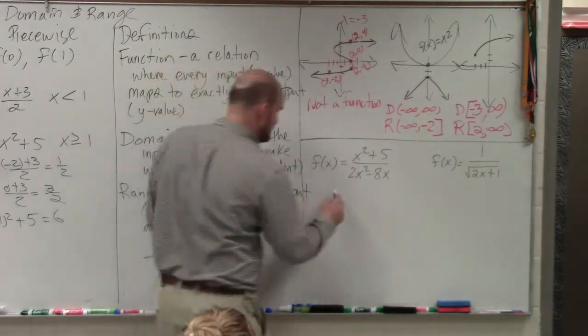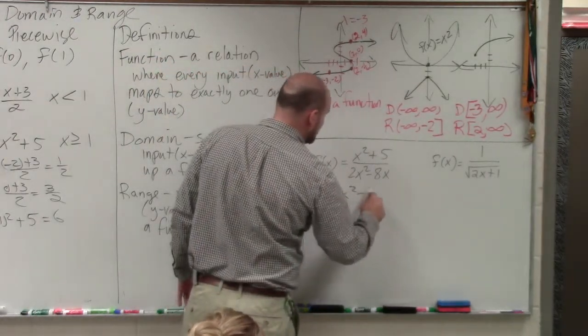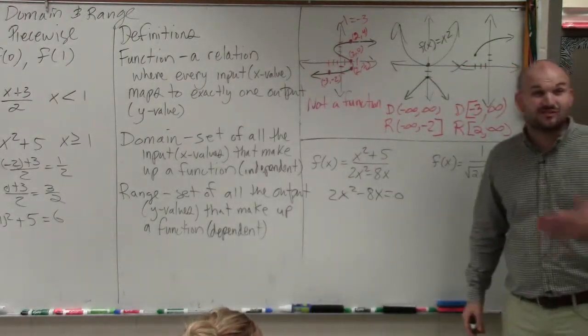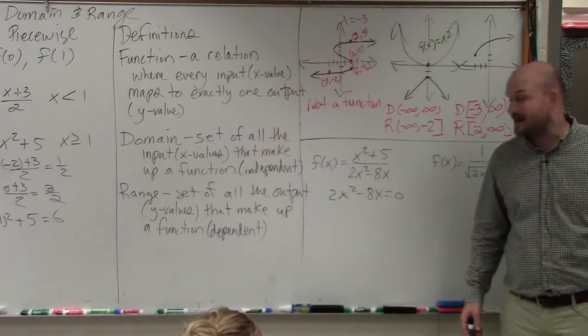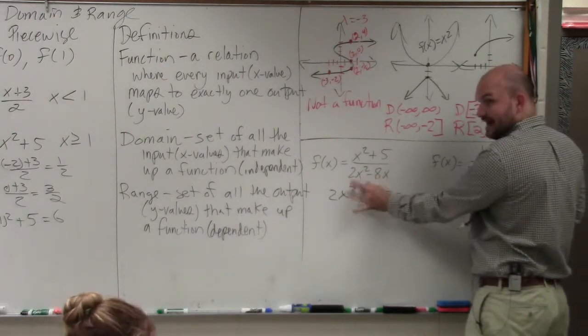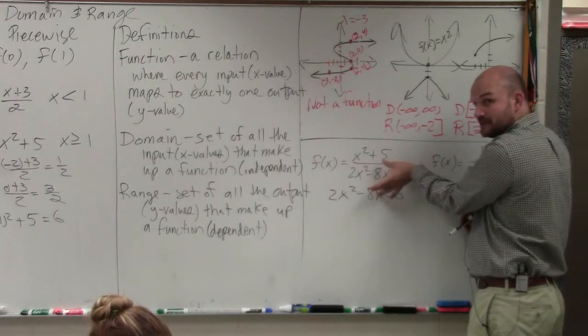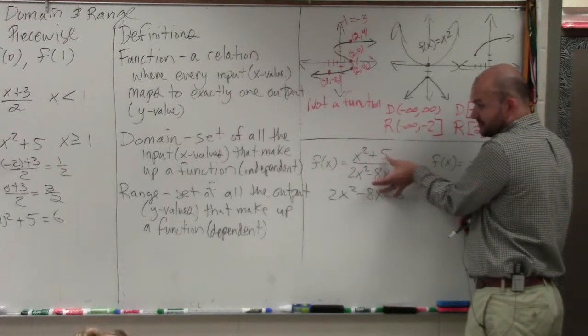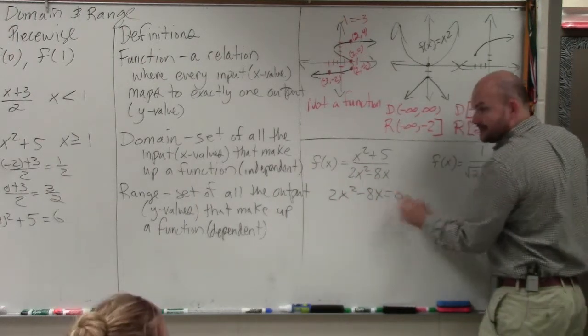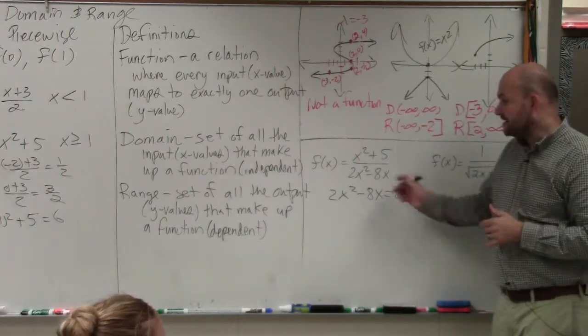Well, 0 is one. But what you're going to want to do is not always is it going to be apparent, because 0 is not the only number that does that. So what you do is, whenever you have a rational function, you set your denominator equal to 0. We're going to be going over more of this next class period. You're going to have homework on this. Then you go ahead and solve.